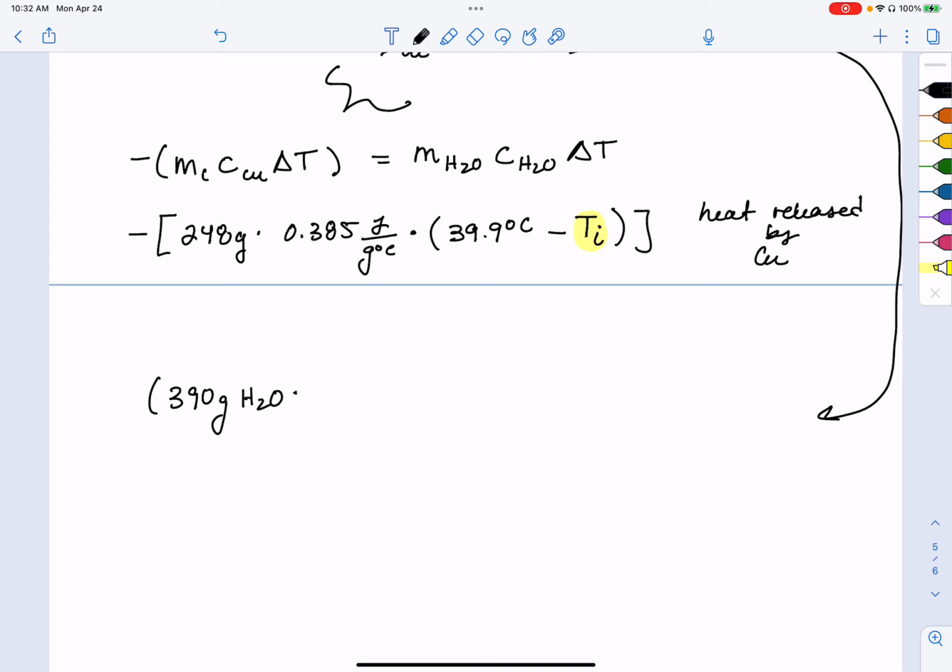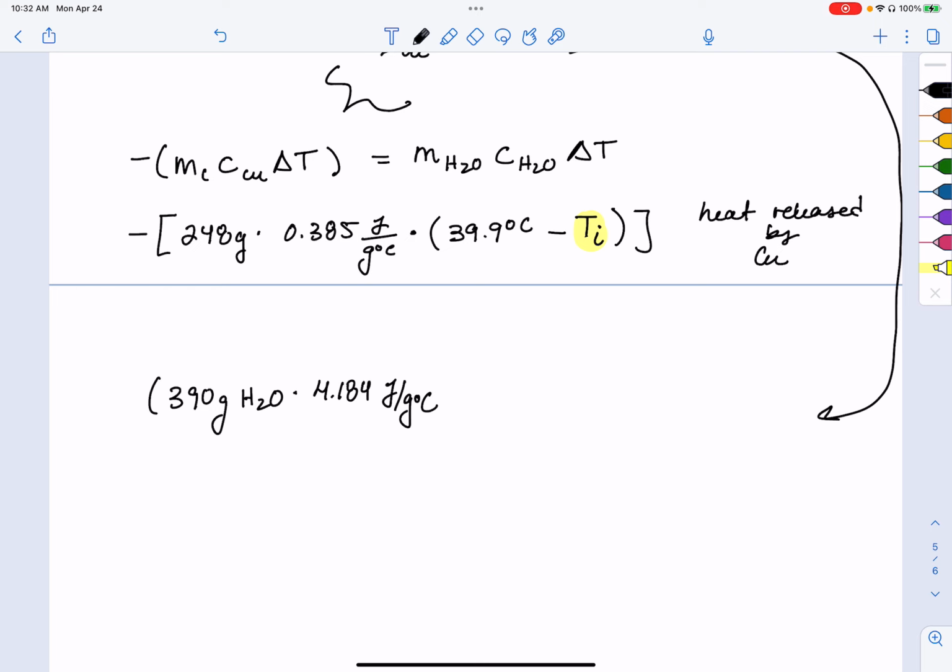times the specific heat of water, that is 4.184 joules per gram degree Celsius. I didn't write this down because it's something I knew. Again, I will always provide for you specific heats, but the one for water is a good one to just know.